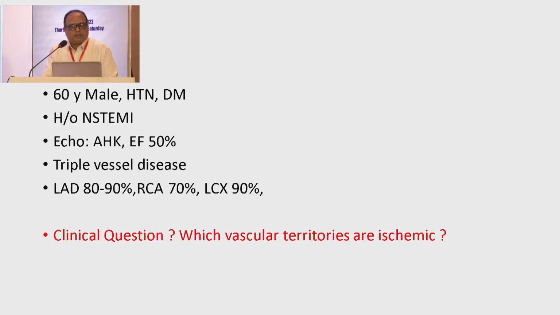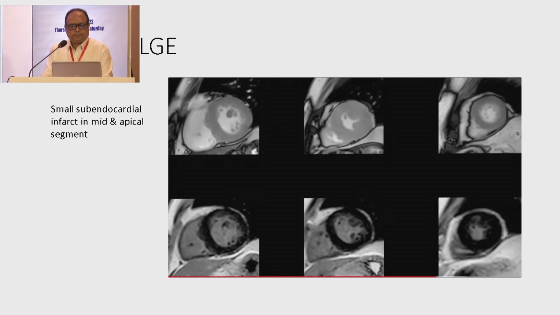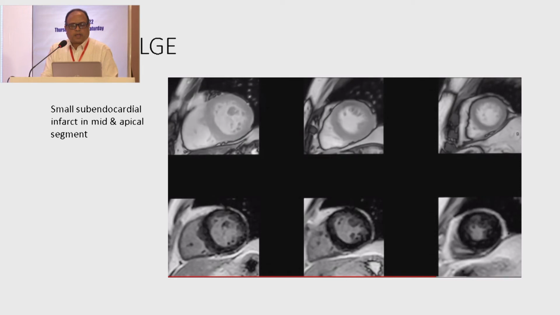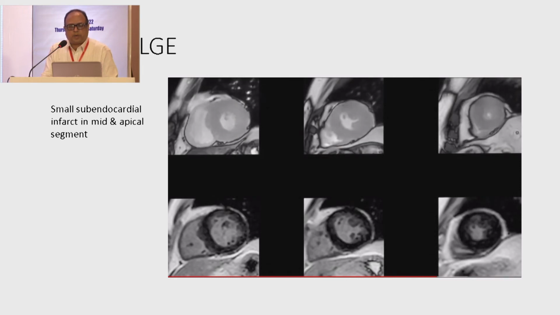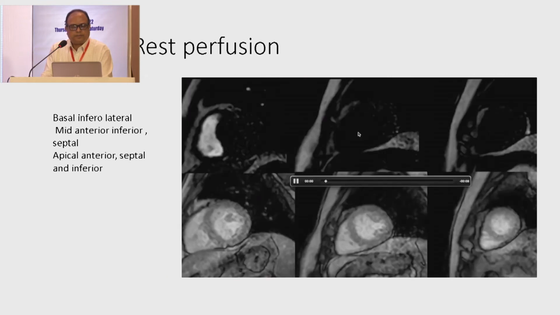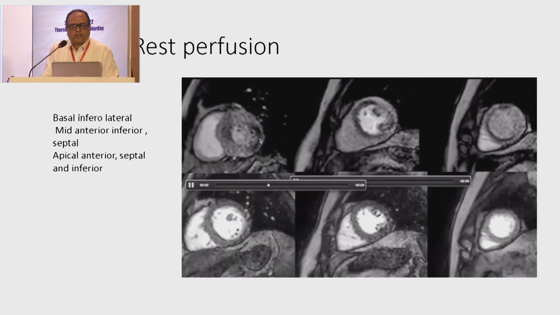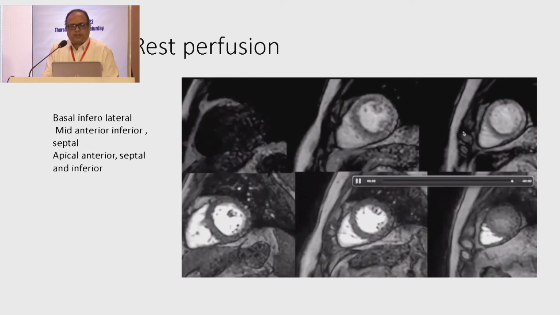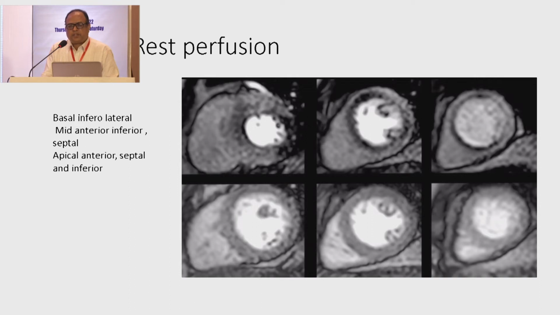Case 1, 60 years male, non-STEMI, anterior wall hypokinesia, 50% of stenosis, ejection fraction 50%, triple vessel disease. Our clinical question was which vascular territory are ischemic? Above, the functional image showing no wall motion abnormality, but in lower panel LGE showing there is scar in the subendocardial area. So this is the subendocardial infarct, but there is no wall motion abnormality. Perfusion study showing that basal lateral and mid anterior and inferior wall showing significant ischemia. So there is significant triple vessel disease.